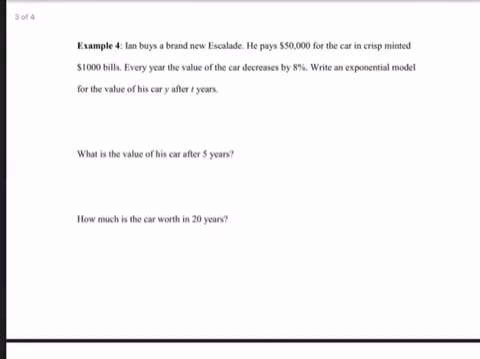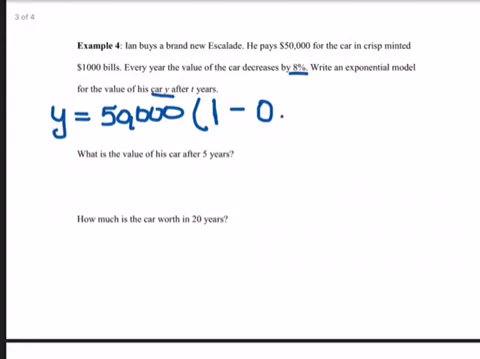So let's look at an example. Ian buys a brand new Escalade. He pays $50,000 for the car in crisp minted $1,000 bills. Every year, the value of the car decreases by 8%. So we're going to write a model to represent the value of this car. We're going to call it y after t years. So the value of the car, okay, we started at paying $50,000, and it decreases by 8%. So I have 100%, and I'm going to minus, and I'm going to write 8% as a decimal.